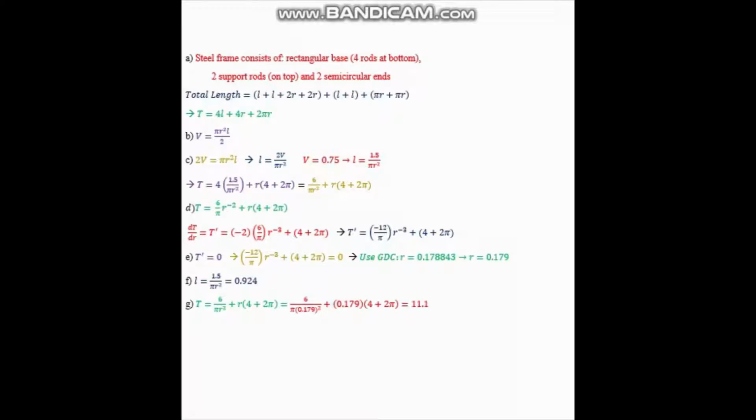Next, I'm going to simplify a little bit. So 4 times 1.5 gives me 6 over pi r squared, and this second term remains as is. This expression in gold is equivalent to the expression required in the question.